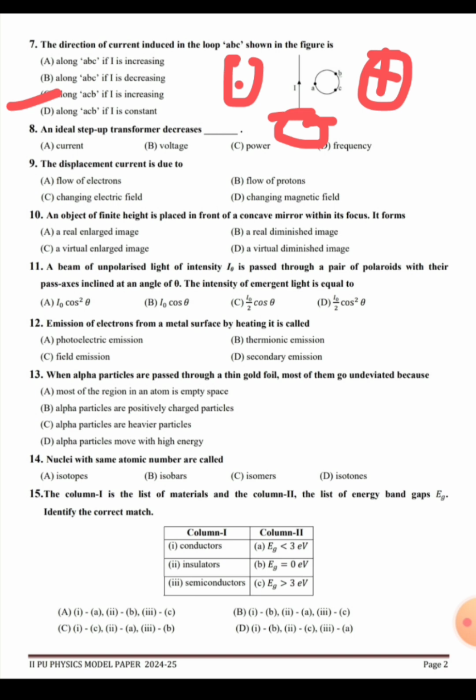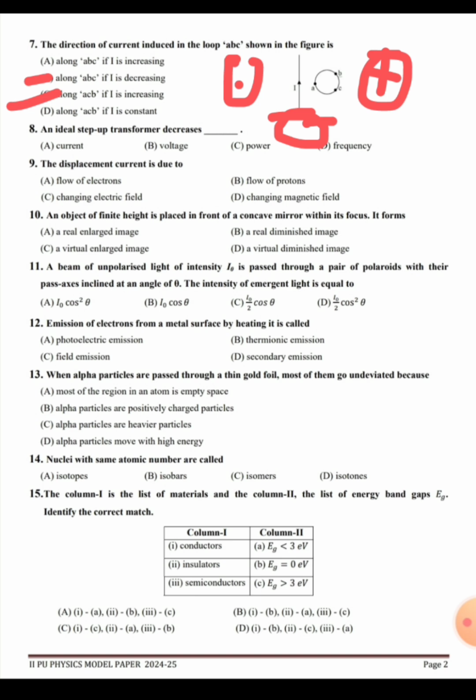So along ACB in anti-clockwise direction if I is increasing, or along ABC if I is decreasing. The same phenomenon happens when current is decreasing: the magnetic flux linked with this loop decreases, and that induces current in the loop. That also always opposes the cause that produced it. So that's why option B is also correct. So both B and C are correct.